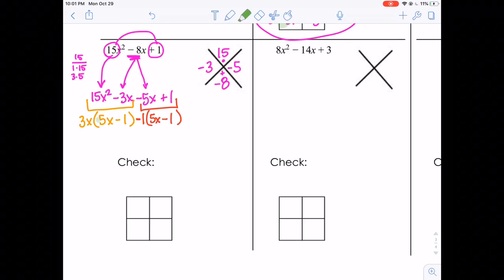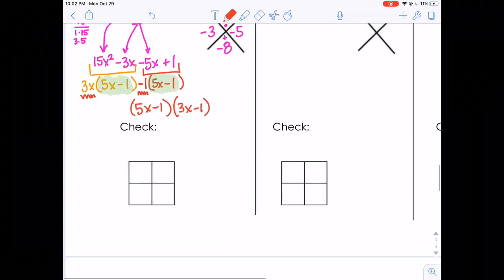And that's good because I want these inside pieces to match. Okay, so I'm going to have that 5x minus 1 that matches to go together. And then the leftovers, 3x minus 1, are going to be left there.